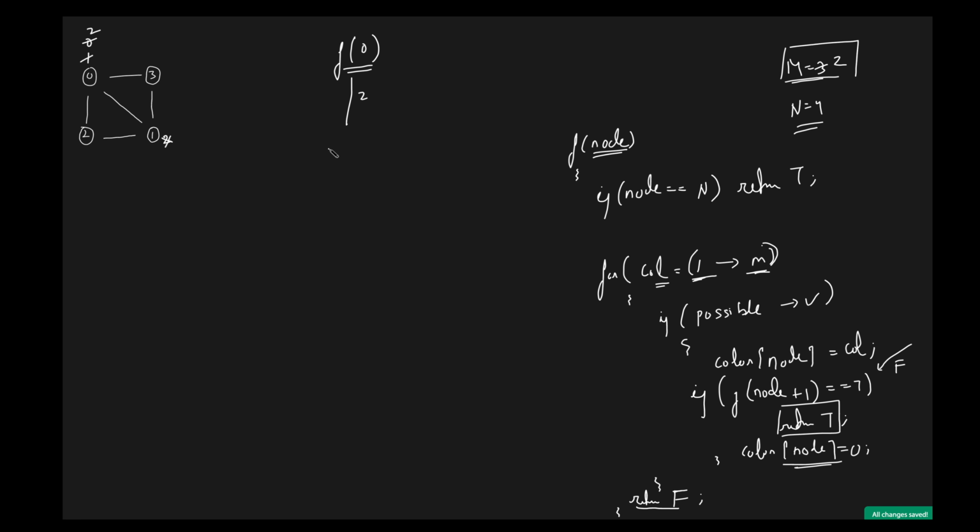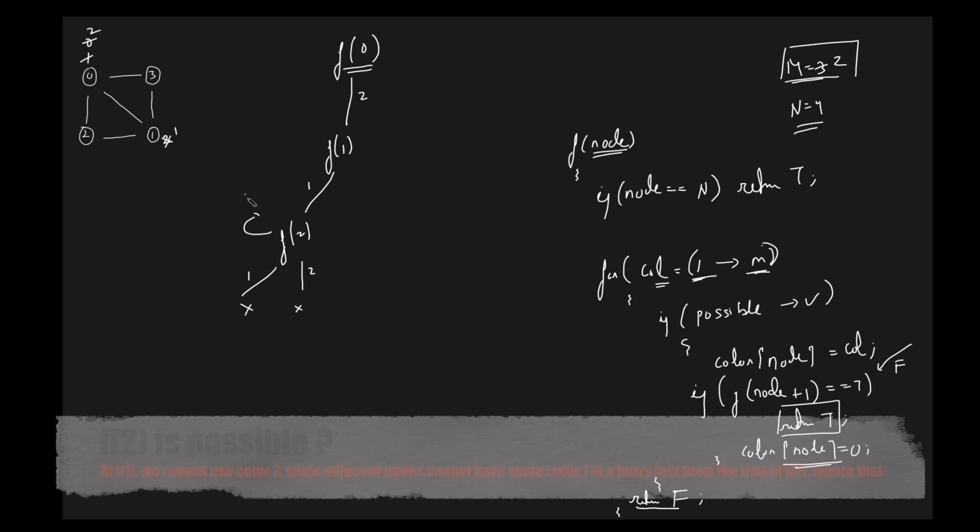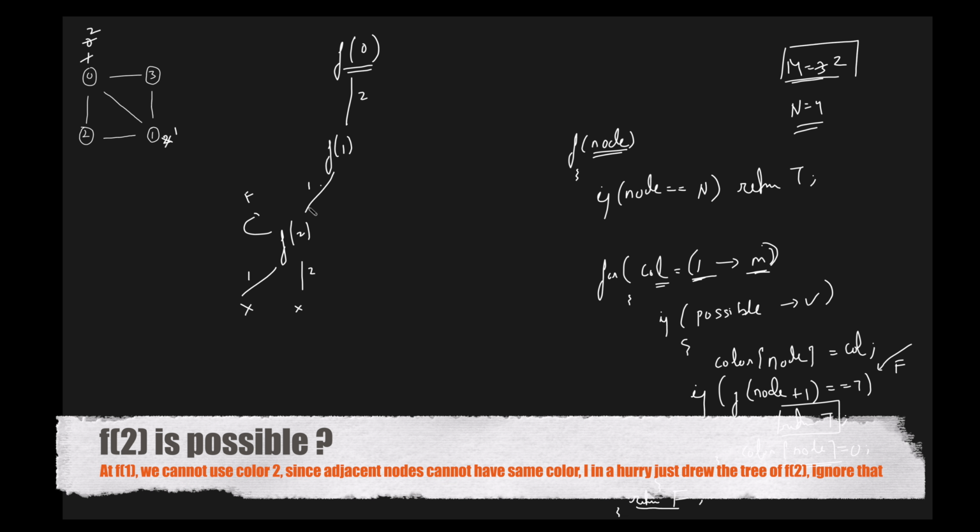And now it will try f of 1 again. And this time it will try with color 1. That is, this node will be colored 1. And now it will go to f of 2. And you can see both the colors will not be possible. So it returns a false. And whenever it returns a false, this time it will try for color 2. And it will go to f of 2. And again color 1 and 2 are not possible, so it returns a false.